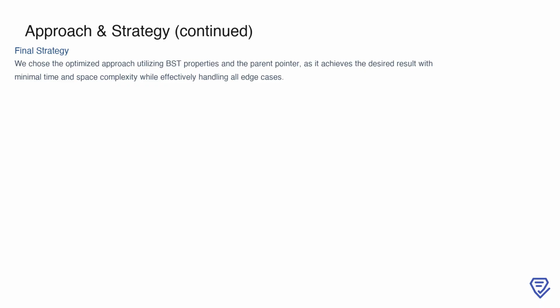It also effectively handles all edge cases, including scenarios where the node has no right child or is the largest in the tree. By leveraging the parent pointer, we simplified the traversal process, ensuring the solution is both space-efficient and robust. This approach strikes the right balance between complexity and performance, making it the ideal choice for solving this problem.